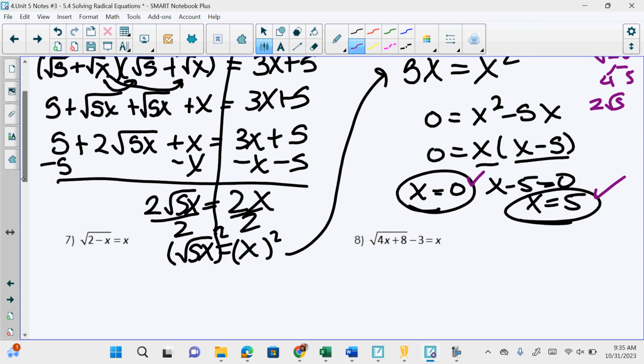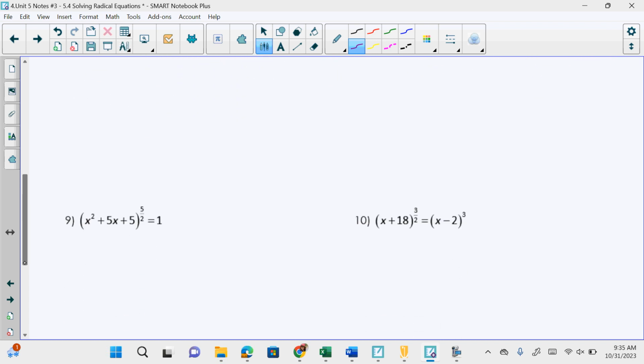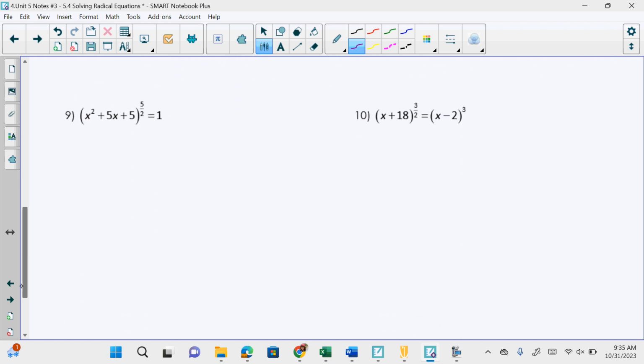All right, and the last example that we're going to do together is example number 9. So all of our other ones were written in radical form. This is written in exponent form. So I am going to raise both sides because my radical's already isolated. So I'm going to raise both sides to the 2/5 power.